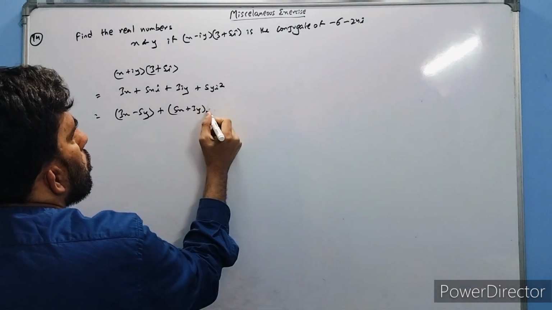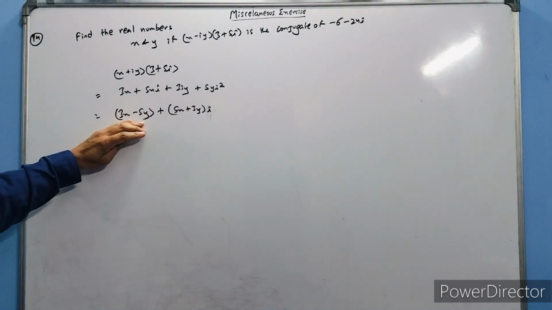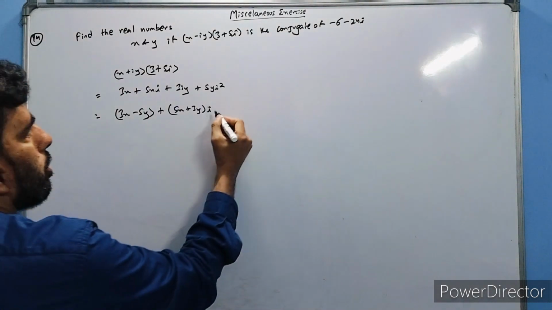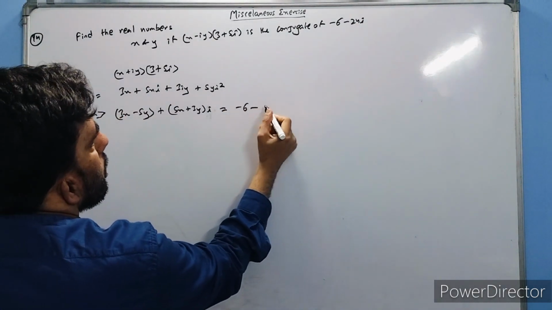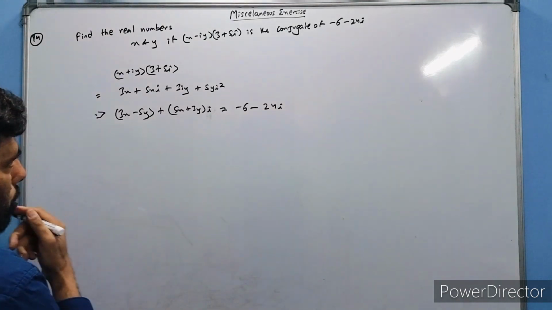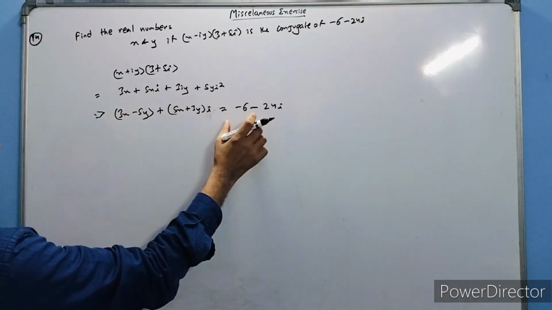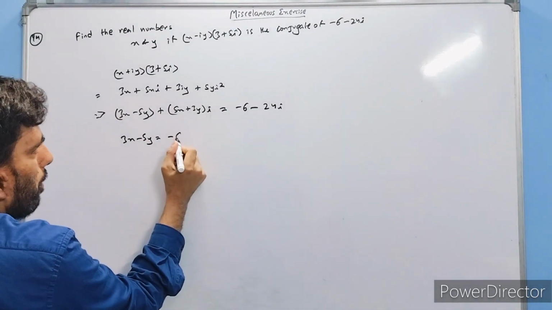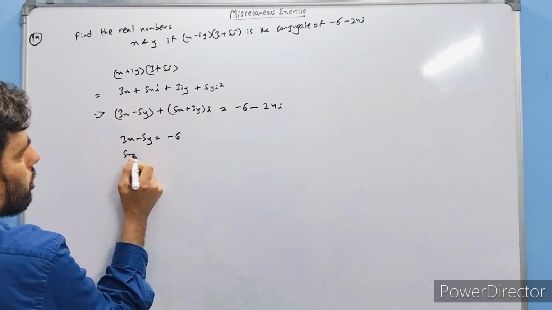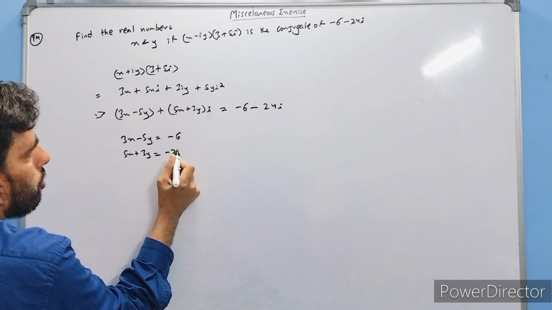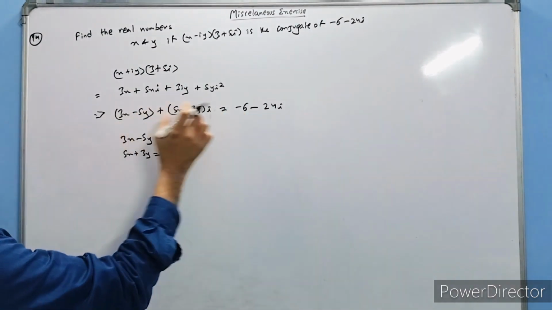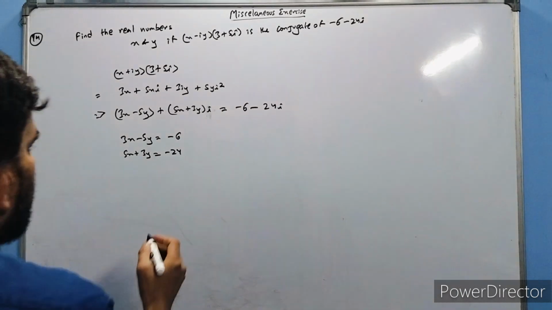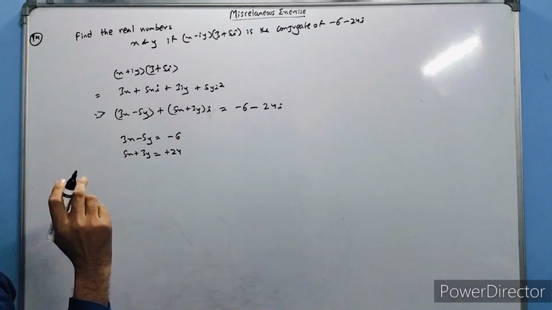So finally I have got this; this is the real part and this is the imaginary part. Now they are saying that this is the conjugate of this, that is minus 6 minus 24i. So we can consider this as 3x minus 5y is equal to minus 6 and 5x plus 3y is equal to minus 24. We'll compare the real and imaginary parts here, with a plus sign because they are considering the conjugate.